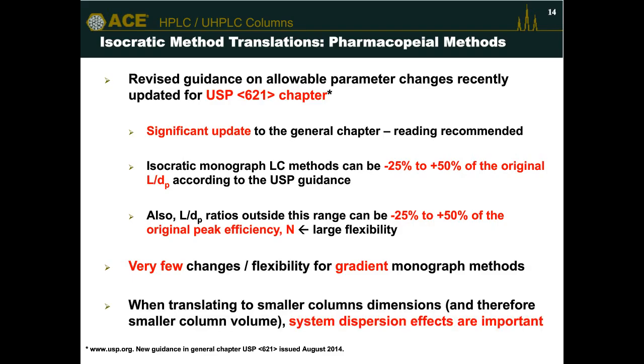One other thing just to note is that not all columns work very well on all instruments. What I mean by that is if you are using smaller ID columns, it's really critical that the dispersion of the instrument is very low. This is why the UHPLC systems are very good, especially if you go to 3 mil or 2.1 millimeter ID, because they have less extra column volume within the system. And we'll touch on that again later.